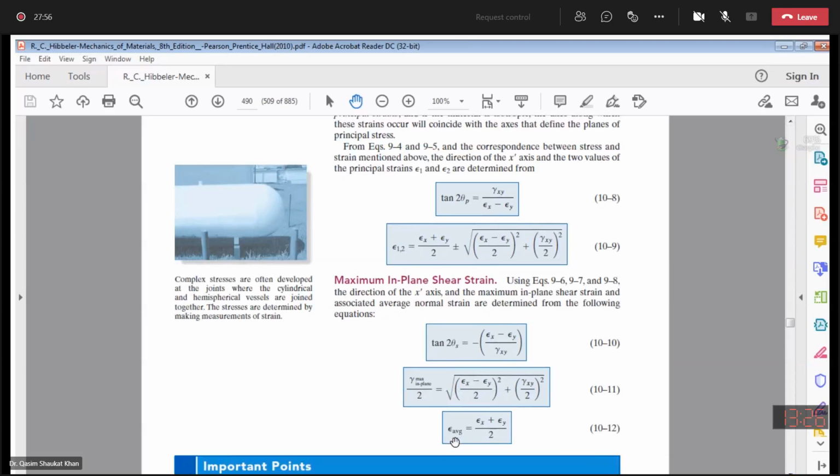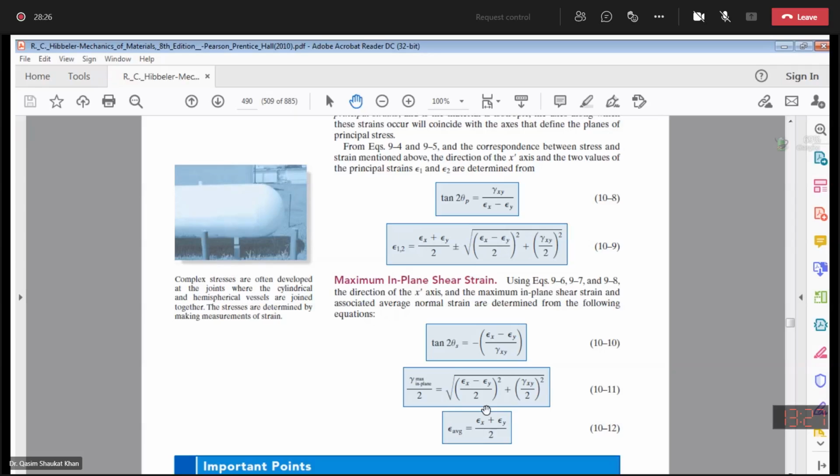Average strain is epsilon x plus epsilon y over 2. ठीक है जी, average strain. And if you recall, we have said that over the principal planes we will only have normal strain. We will not have the shear strain. And similarly, we have said that over the shear planes, we will have the maximum in-plane shear stress, as we said earlier, and the average normal stress.